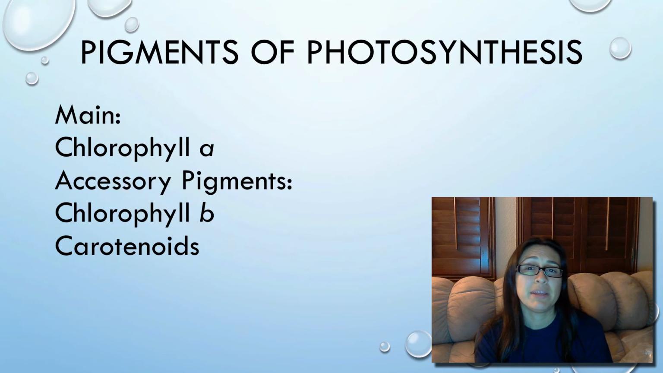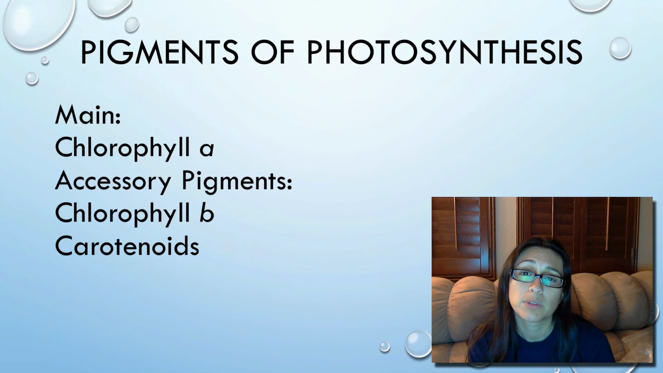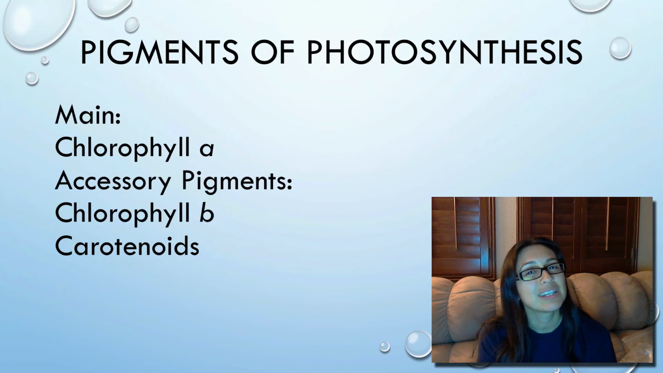The main pigment of photosynthesis is going to be chlorophyll A. That is a huge, huge one, one of the most important ones. And then there's what we call accessory pigments, which are chlorophyll B and carotenoids.